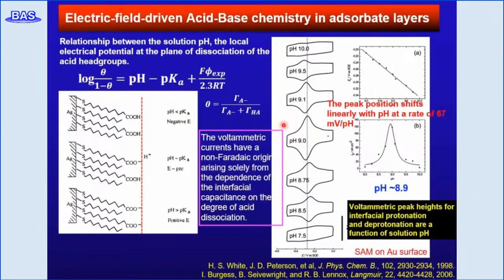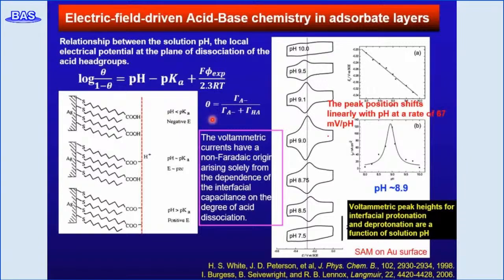This current potential response is attributed to a non-Faradaic current. The pKa of the acid or base fixed on the electrode surface is different from the value in solution. The ratio of protonated to deprotonated carboxylate form of the carboxylic acid at the surface is reported to be related to its interfacial potentials, pKa and pH, by this equation.